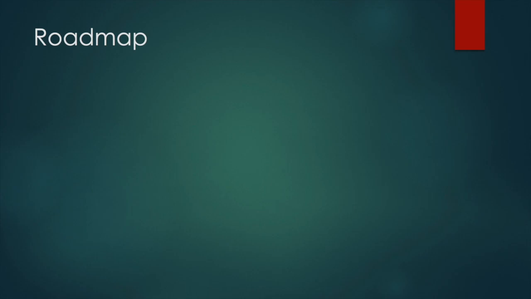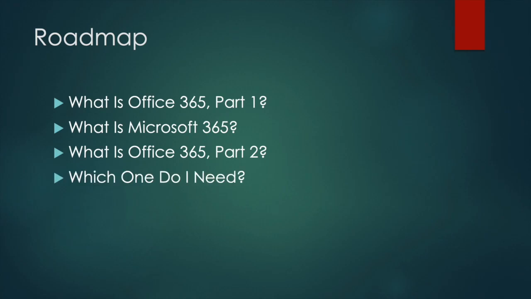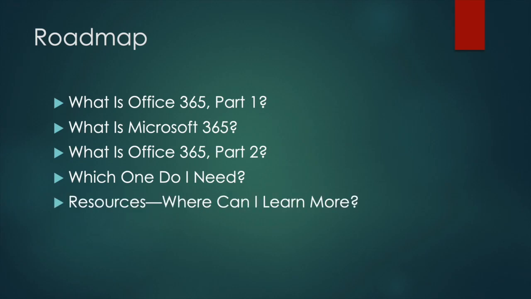Here's what we'll be covering today. We'll start with what is Office 365 Part 1. Here we're going to talk about Office 365 Business. Then, what is Microsoft 365 and how does it compare to Office 365? And then, what is Office 365 Part 2? This is where we're going to cover Office 365 Enterprise. Then, which one do I need? And then resources and where you can learn more. Let's get started.